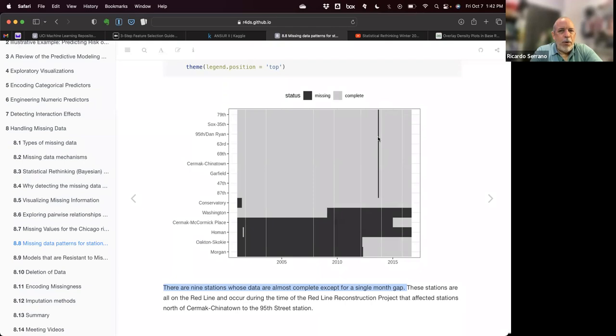So what are we going to do with these stations? Are we going to discard them, or are we going to try to impute some values? What do you think?